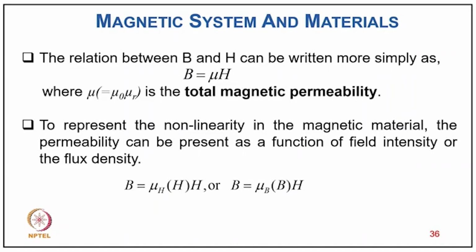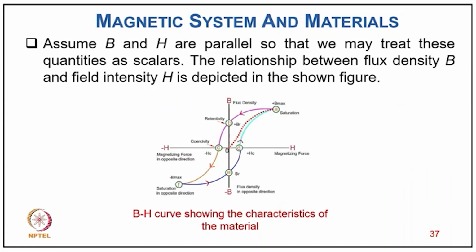So the relation between B and H can be written more simply as B equal to mu H, where mu equals mu 0 into mu R, the total magnetic permeability. And to represent the nonlinearity in a magnetic material, the permeability can be represented as a function of field intensity or flux density. So here B equals mu of H into H, or B equals mu of B into H.